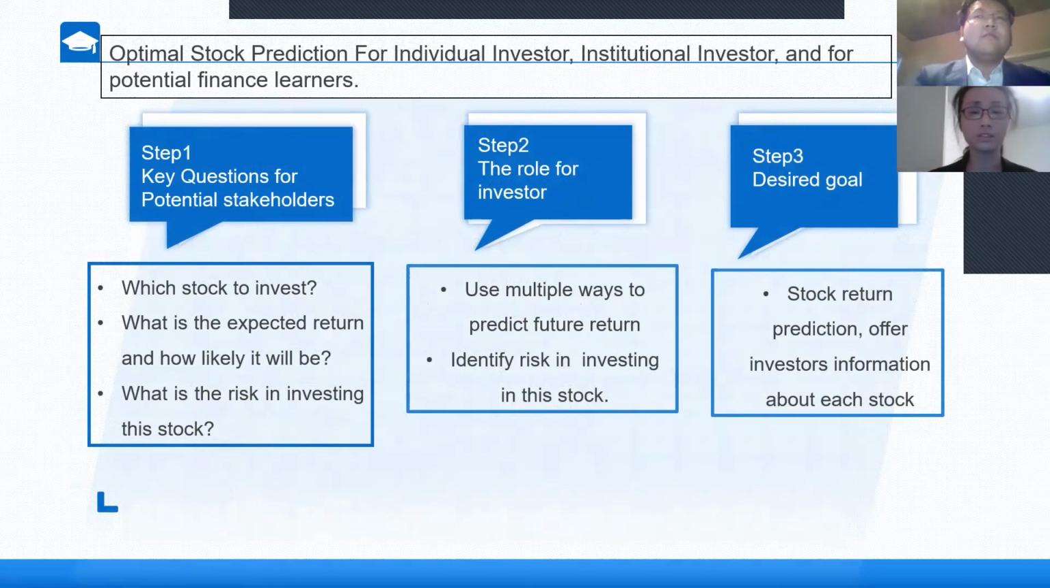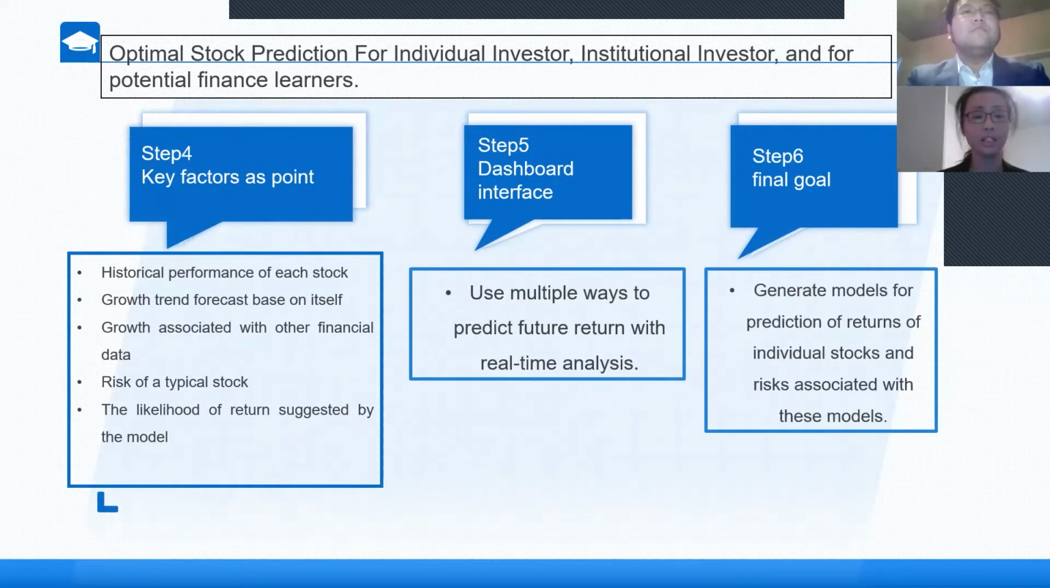So our project is about optimization of stock prediction for our stakeholders, listed as individual investors, institutional investors, and potential financial learners. Our key questions are which stock to invest in, what is the expected return and how likely it is, and what are the risks involved in investing in these stocks. We use multiple ways to predict the future returns of each individual stock, and we also use some metrics to identify risk in investing in these stocks. So our ideal goal is stock return prediction and offering investors information about each stock.